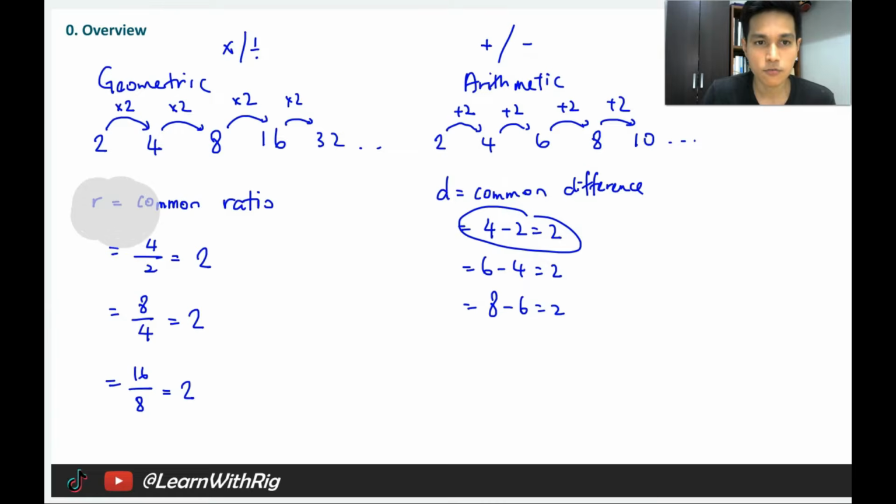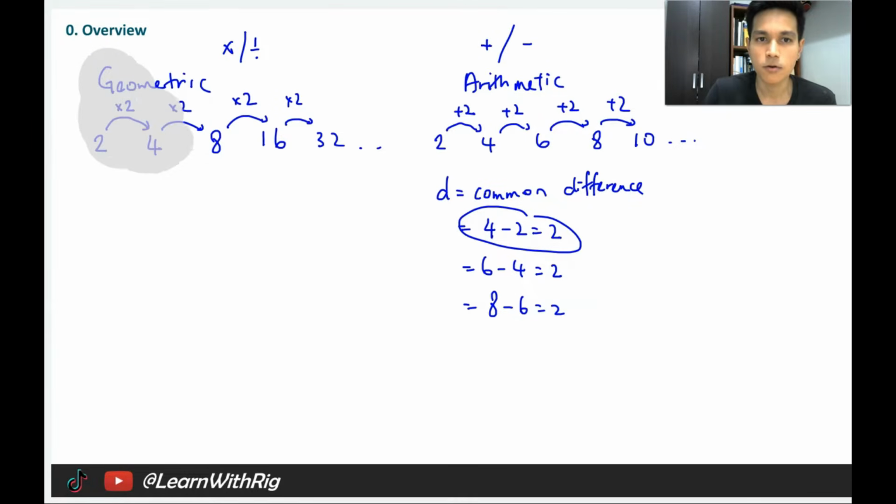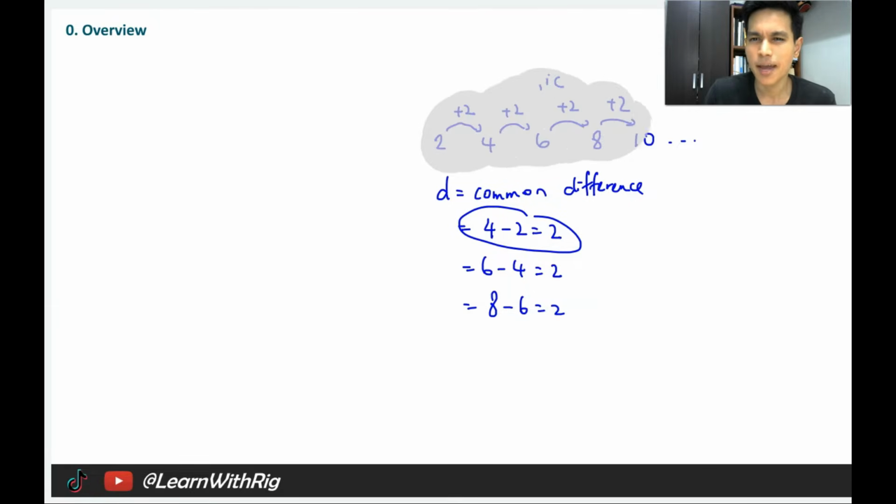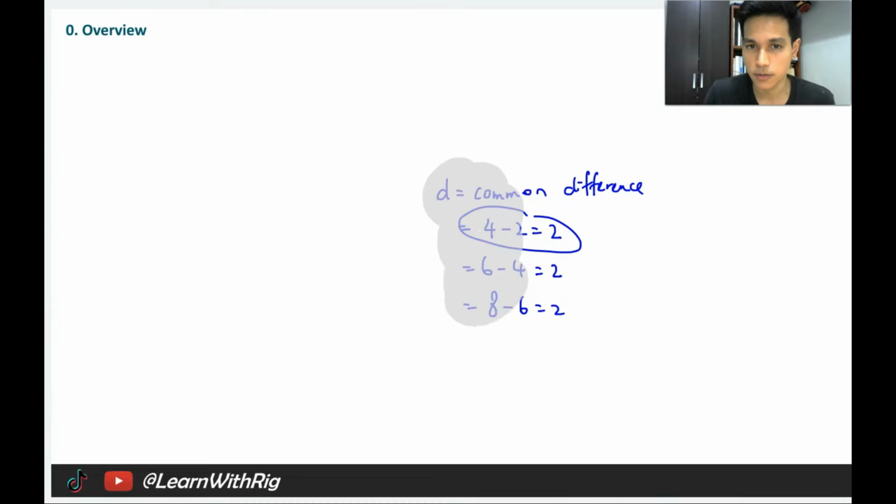Now, in terms of formulas, for arithmetic I showed you some formulas, right? You have the term formula, you have the sum of terms formula, and so on. In geometric, you also have those, but you have some additional ones, which I will show you in a short while. In geometric progression, there are 4 main formulas that you have to know. The first is the Tn formula. The Tn formula for geometric is A R to the power n minus 1.